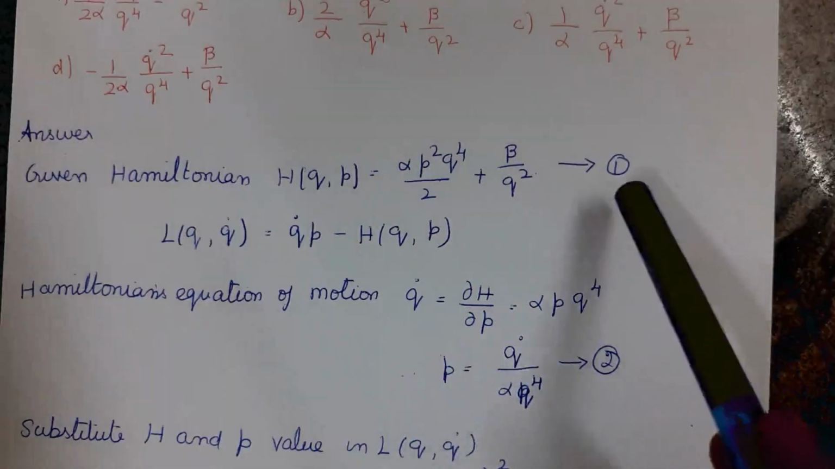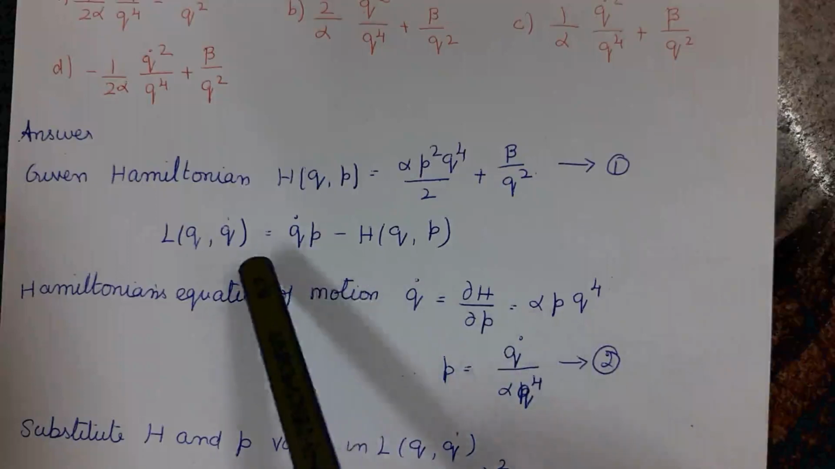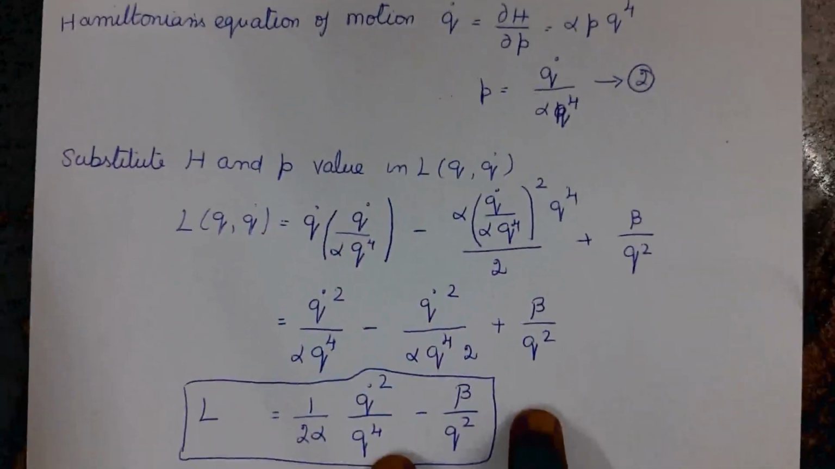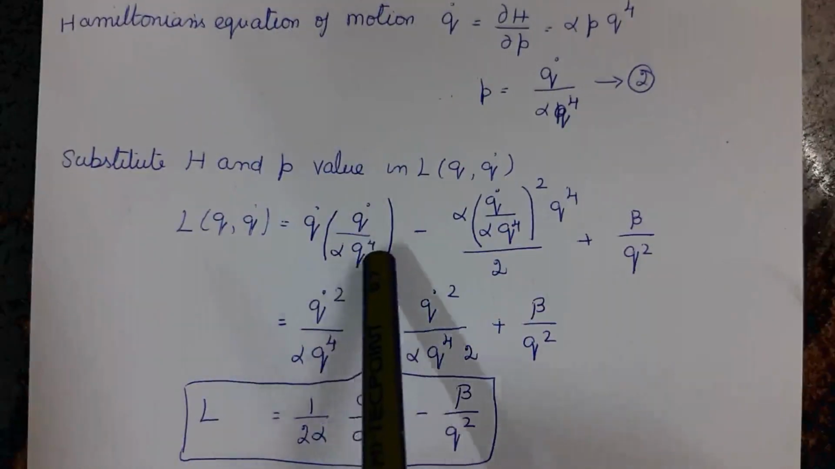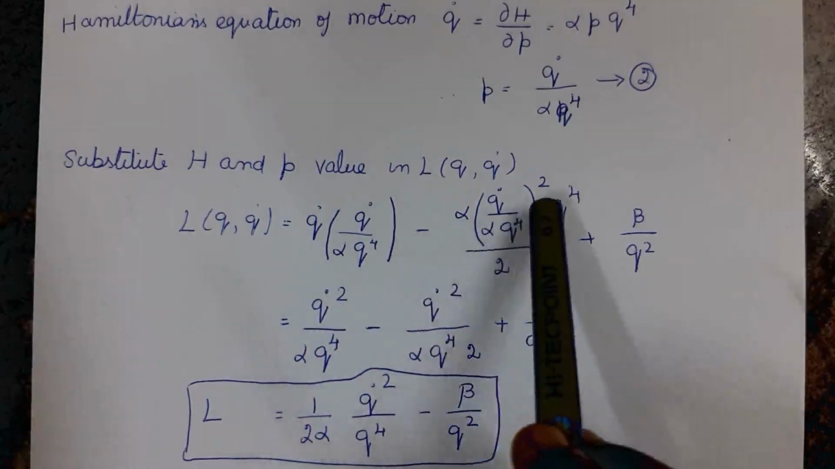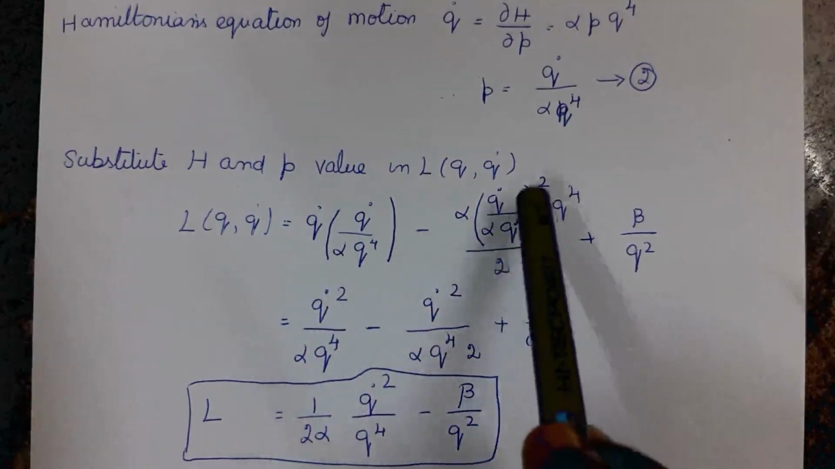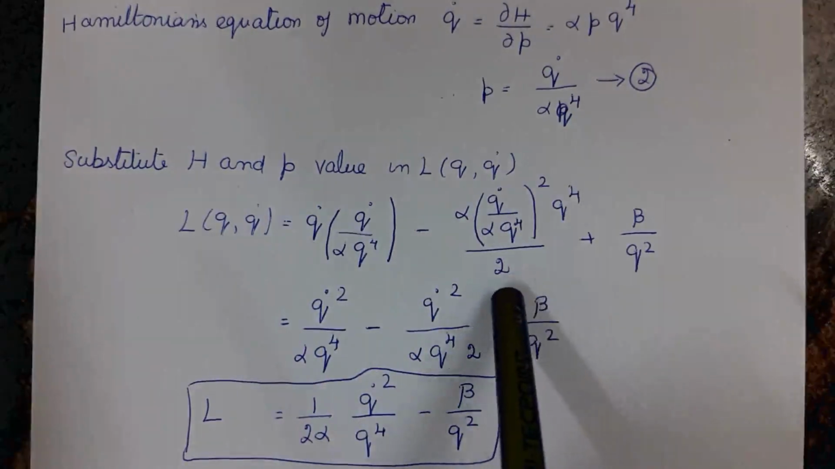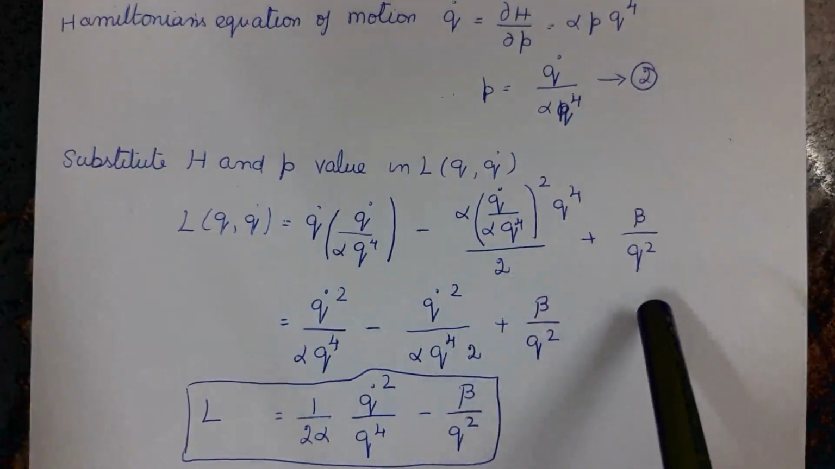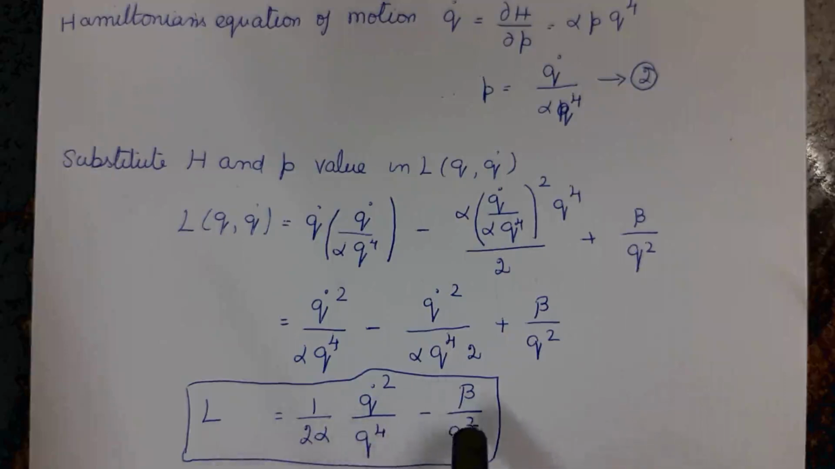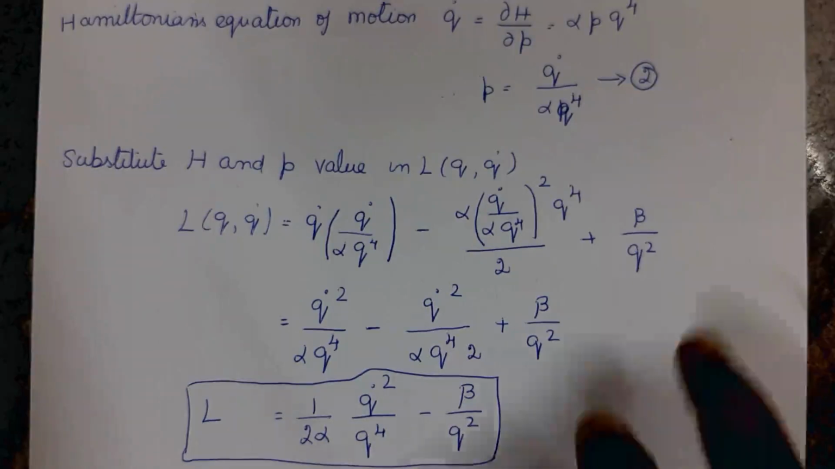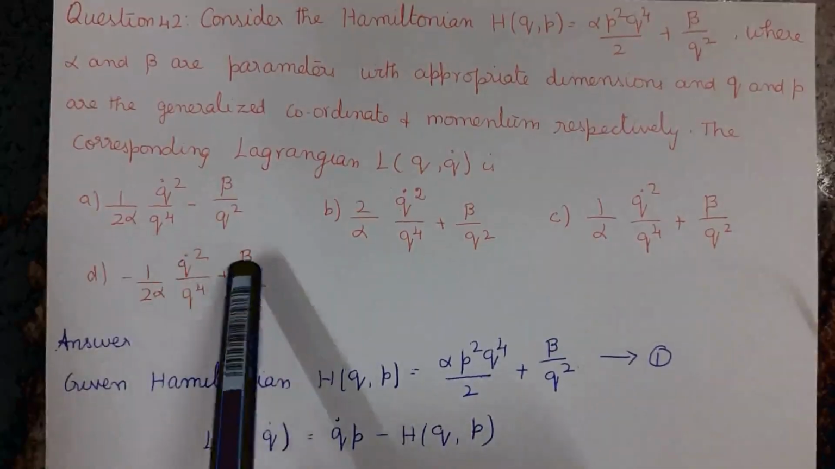Now substitute the value of Hamiltonian and p in the Lagrangian. We will be getting L is equal to q dot divided by alpha q power 4 minus alpha times q dot divided by alpha q power 4, the whole square, times q power 4 divided by 2, plus beta divided by q square. By simplifying this term, we will be getting Lagrangian is equal to 1 divided by 2 alpha q dot square divided by q power 4 minus beta q square. So if you see the options, the answer is option A.